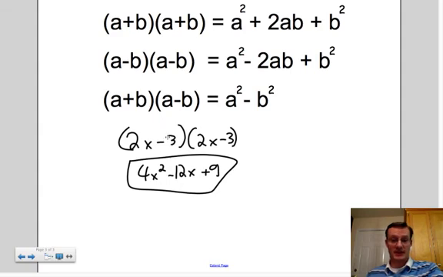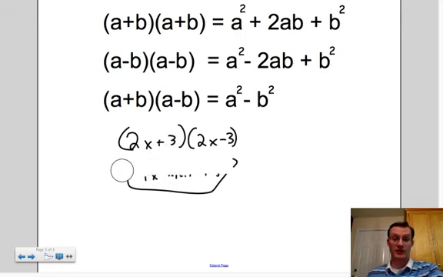And the last one, let's take that same example, and instead of 2x minus 3, 2x minus 3, we'll do 2x plus 3, 2x minus 3. So the difference of two squares, as we're going to see in a minute. Multiply the first, multiply the last, and subtract them. And that's going to be it.